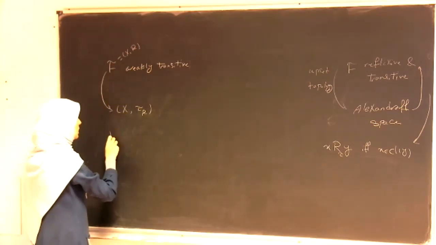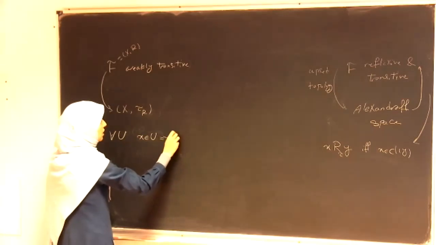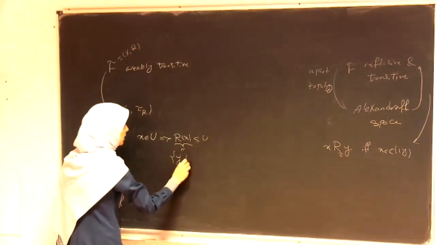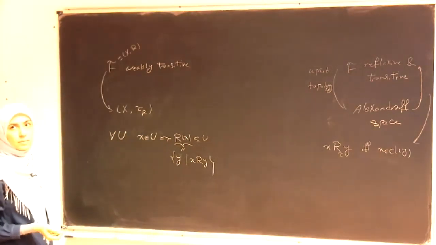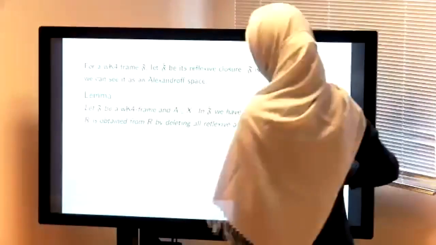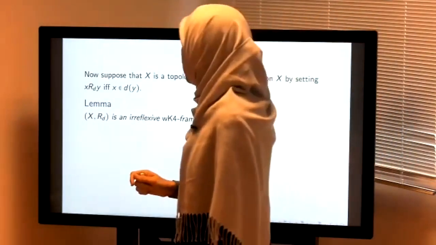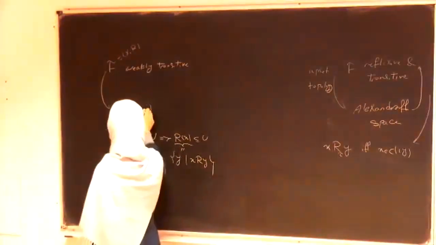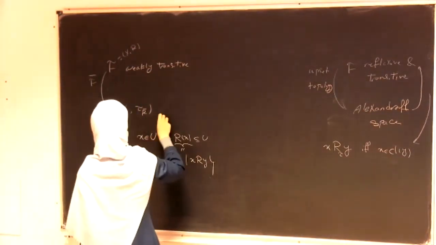Or in other words, we can say that for any U, if x is in U, then Rx is a subset of U, where Rx is the set of all y such that x is related to y. Again, we have this definition. On the other hand, we know that this space, which is obtained by considering F bar, is an Alexandrov space.